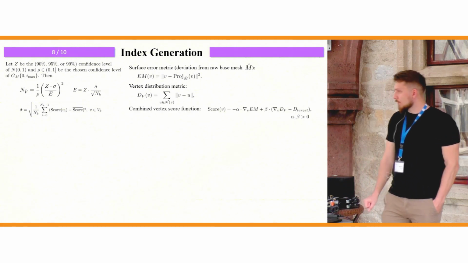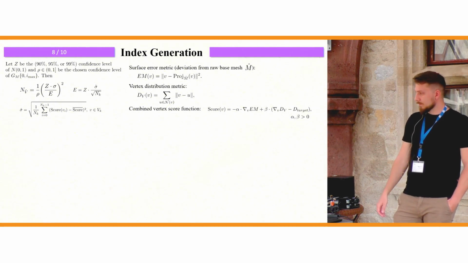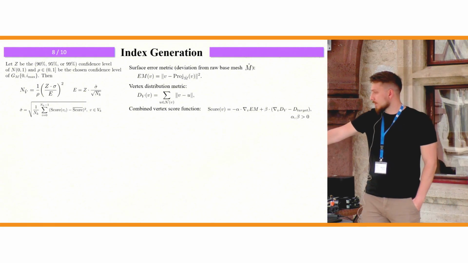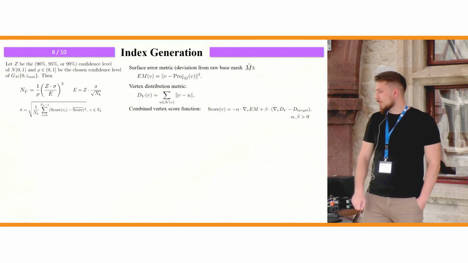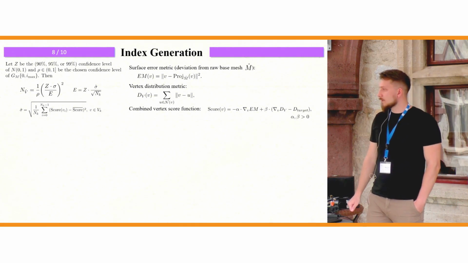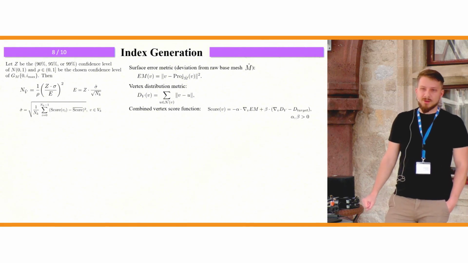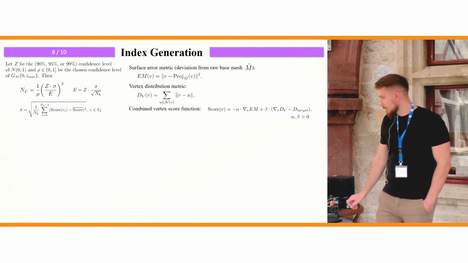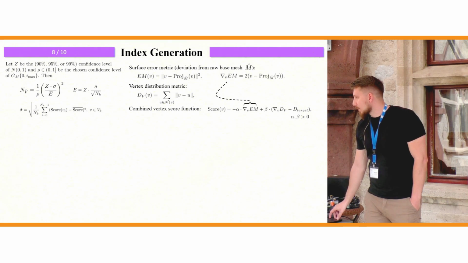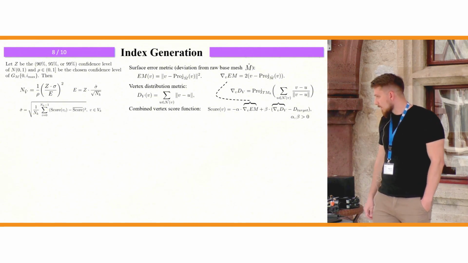And the overall score is evaluated in this gradient form. So how much the current distribution's gradient differs from the target density and the gradient of the error metric. So we don't want to deviate too much from the target mesh. This is how it's evaluated. This is the projection to the tangent space.